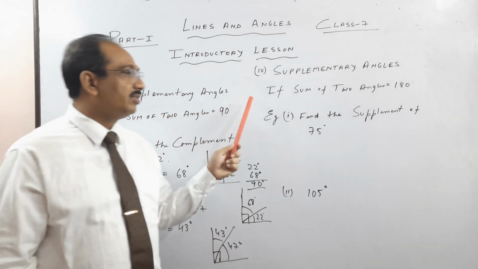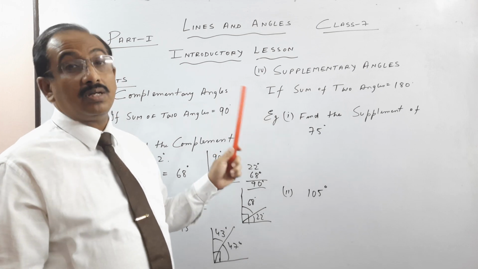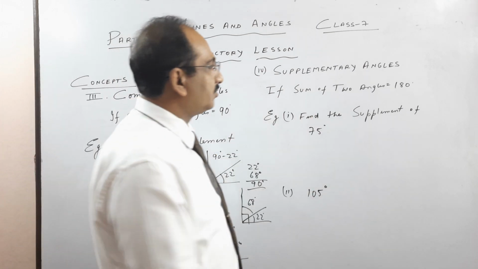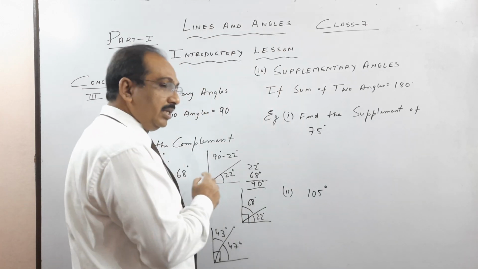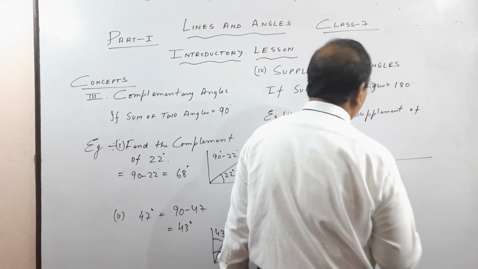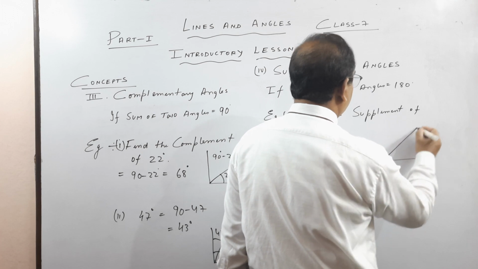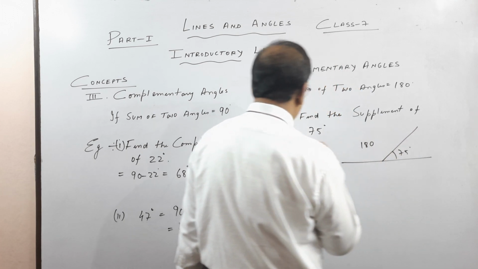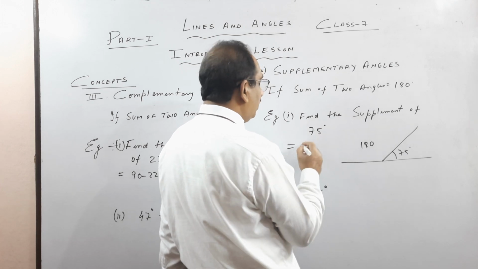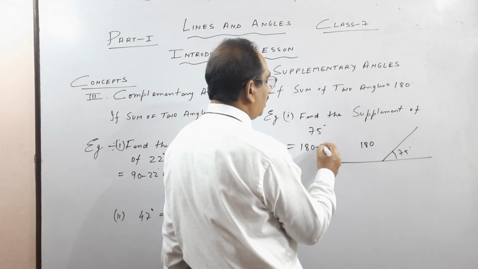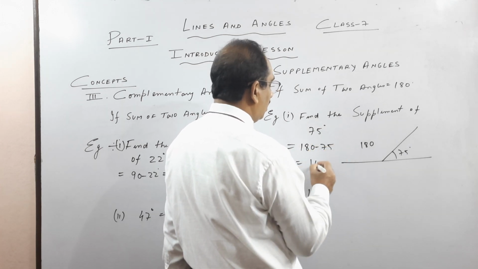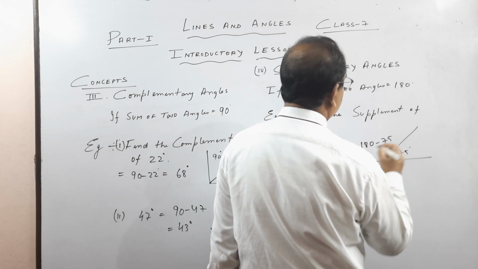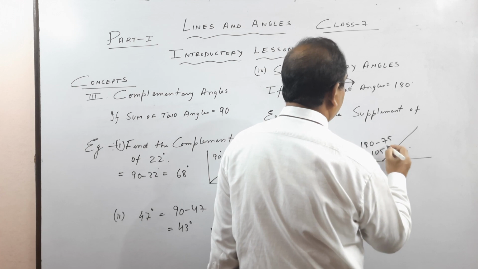In a very similar way, children, supplementary angles are when the sum of two angles is 180 degrees. So find the supplement of 75. Here we had drawn a 90 degree angle, children. Here we will draw a straight line angle. So if one angle is 75 degrees, the other angle will be 180 minus 75, which is 105 degrees.